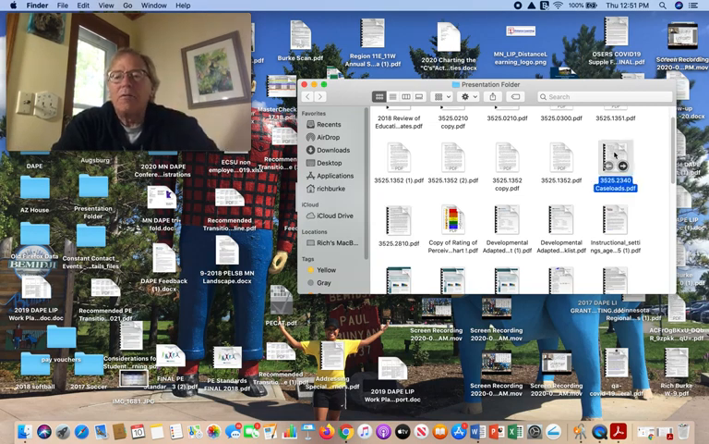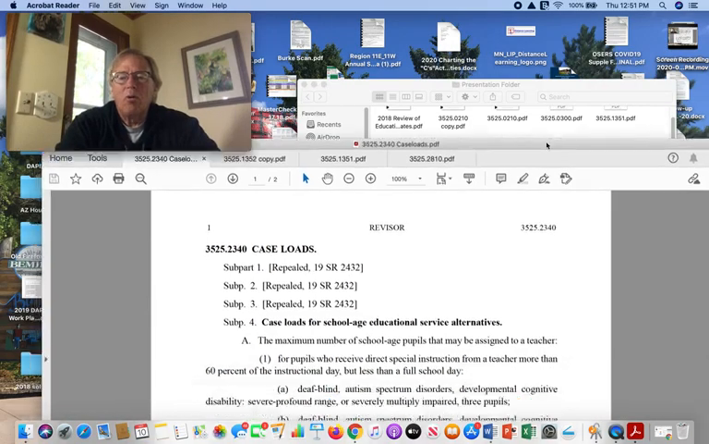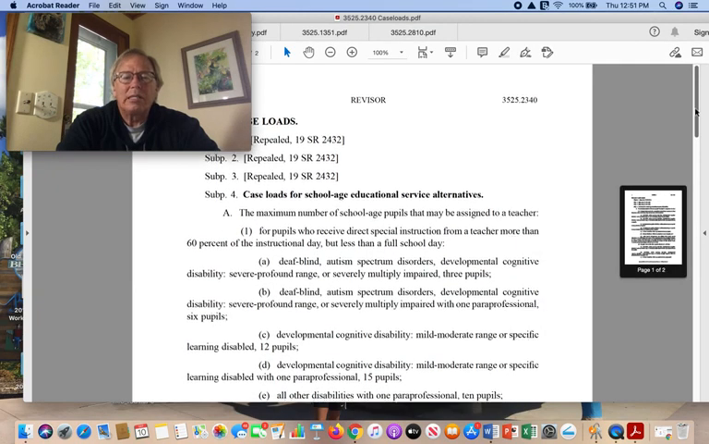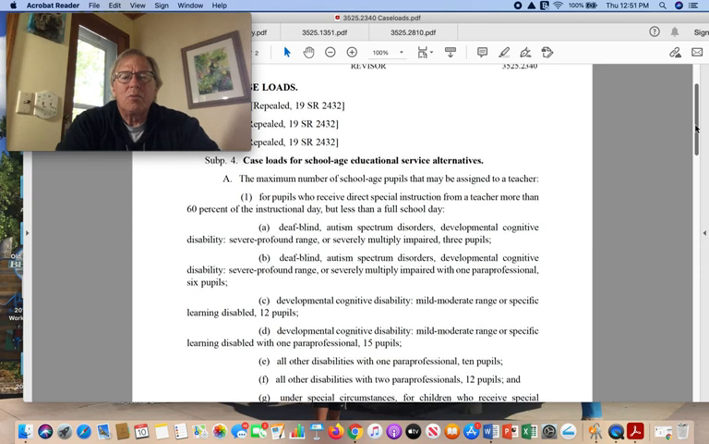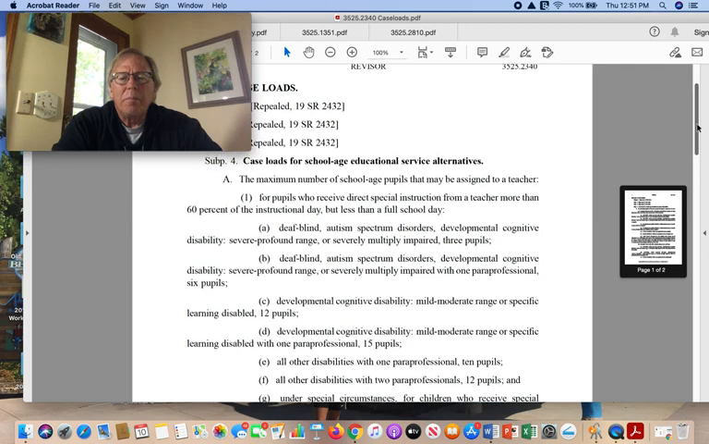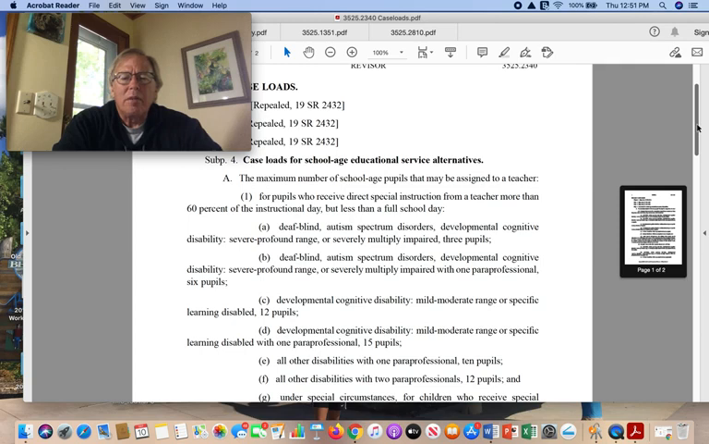process. But if you look at caseloads, the only revisor or rule that talks about caseloads in Minnesota doesn't really relate. It doesn't have any language in here about DAPE services, but what it does have in here is the kinds of different categorical disabilities and how many students, teachers, and staff are required, the maximum number of students or minimum number of staff sometimes.